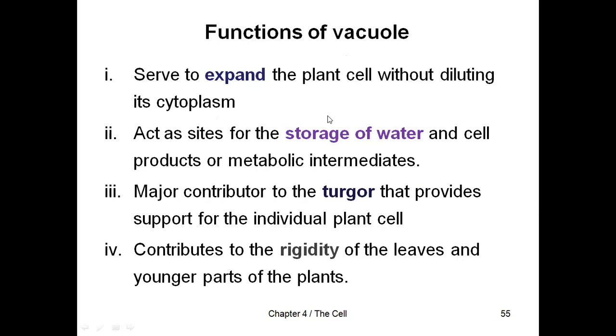It is a major contributor to the turgor. Turgor means the pressure that provides support to the individual plant cell. It contributes to the rigidity of the leaves and the younger parts of the plant. This is mainly the function of the vacuole in plants.